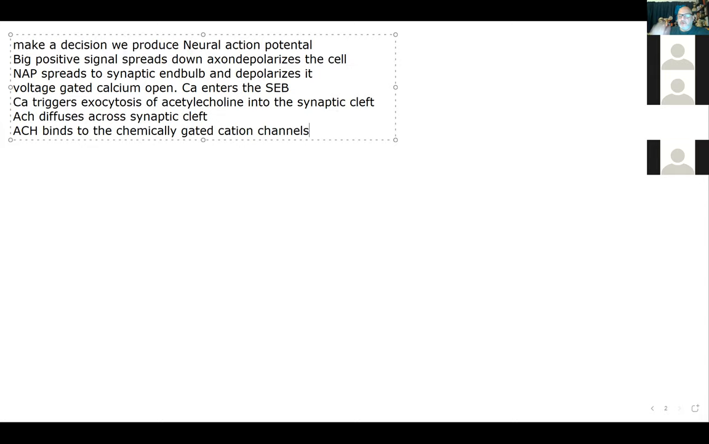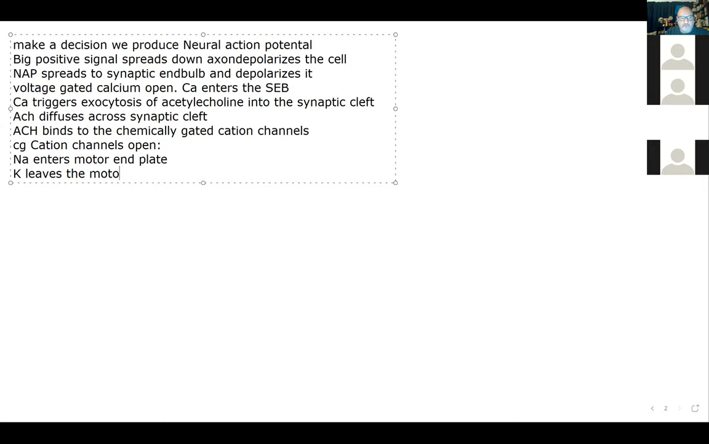Excellent. And when those chemically gated cation channels open, what flows through them? Sodium enters, sorry, and potassium leaves the motor end plate. However, do we have equal movement of both? No. Which one has more? Sodium. Excellent. Lots of sodium enters the cell, and only a little bit of potassium leaves. This is important because if one positive thing left and one positive thing entered, there'd be no change of the motor end plate.